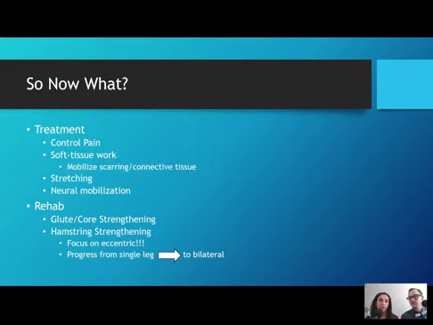So I usually like to start with just a TA activation, and then I'll do TA with breathing. So I'll have them inhale, exhale, hold, find their TA, and then with that TA still activated, I'll have them take a big inhale and an exhale. If they can hold that, then we progress on to things like marching.